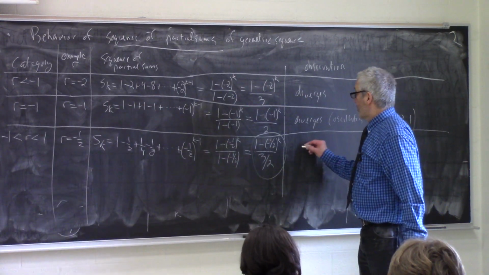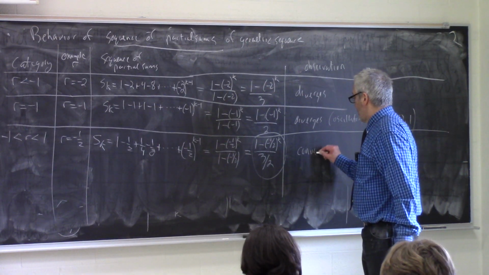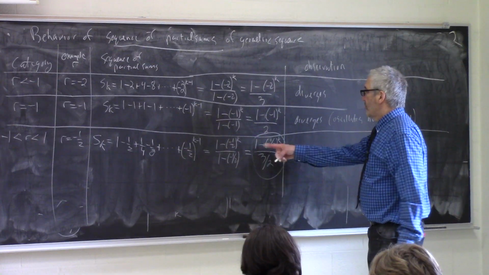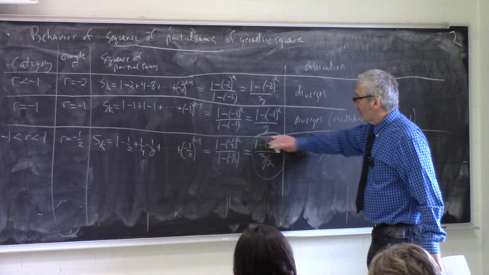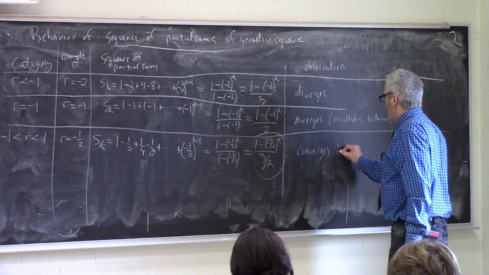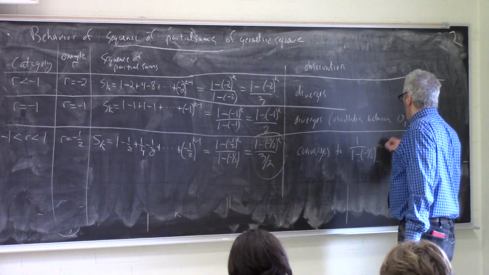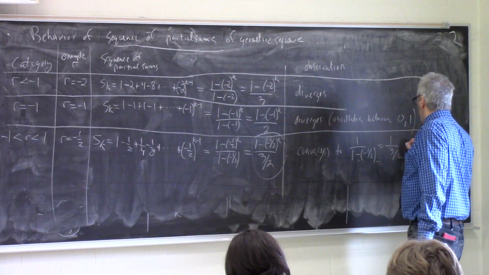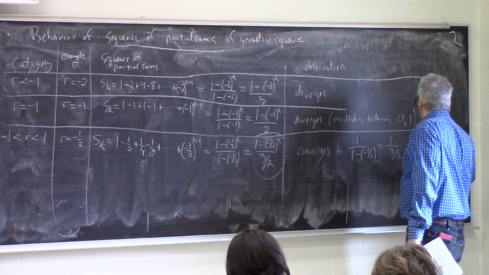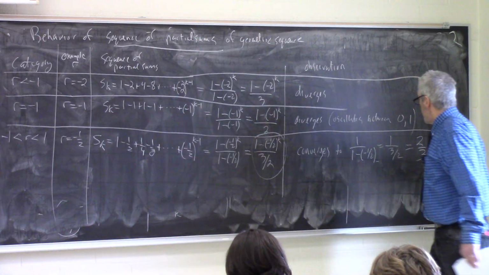Exactly. So it converges, because that term is going to become 0 in the limit. So 1 over 1 minus -1/2. So that's 1 over 3/2. So as Andrew said, it converges to 2/3. Isn't that cool?